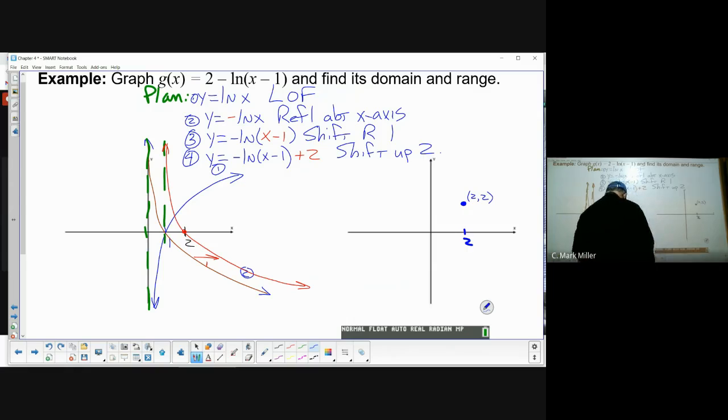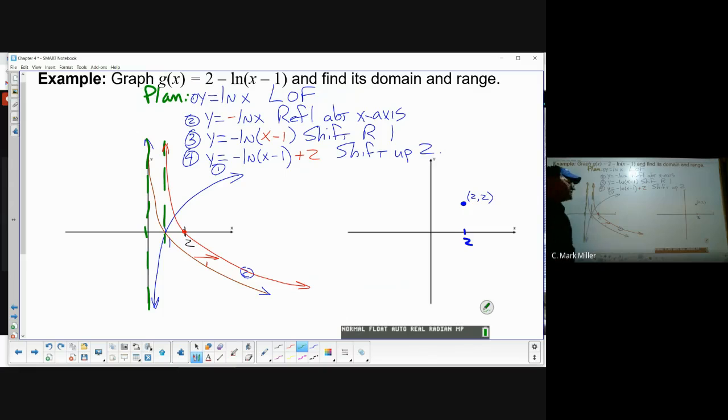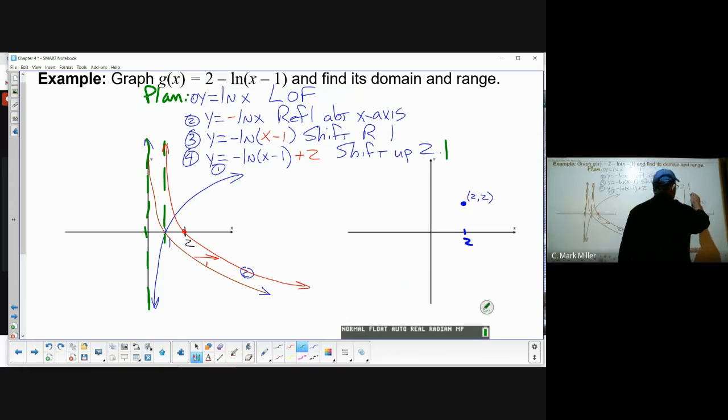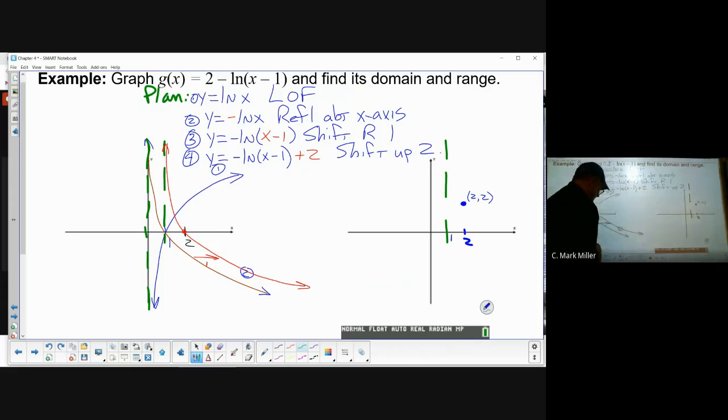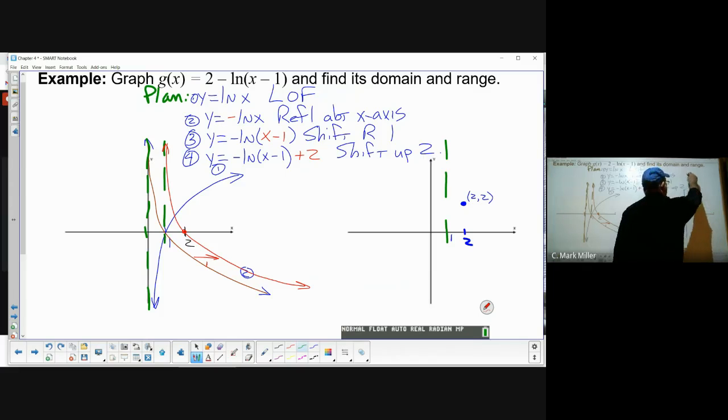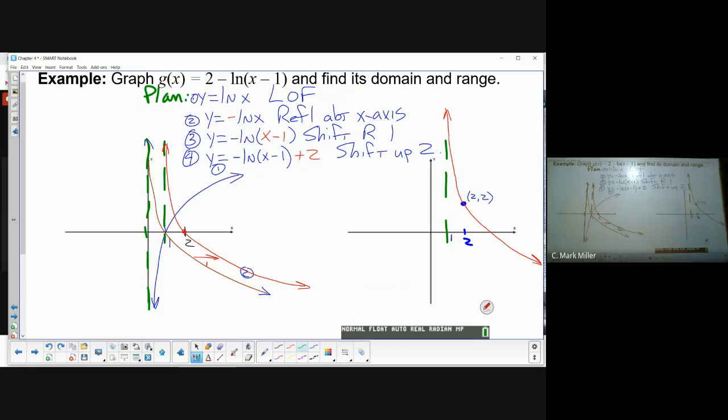I have a vertical asymptote, pretty much the same as it is here on the left. It's going to be at 1. And then I draw my graph, right? Oh, it is going to have an x-intercept out here. I'll get to that in a minute. That's the graph. That is meant to be this red graph over here on the left, moved up 2.